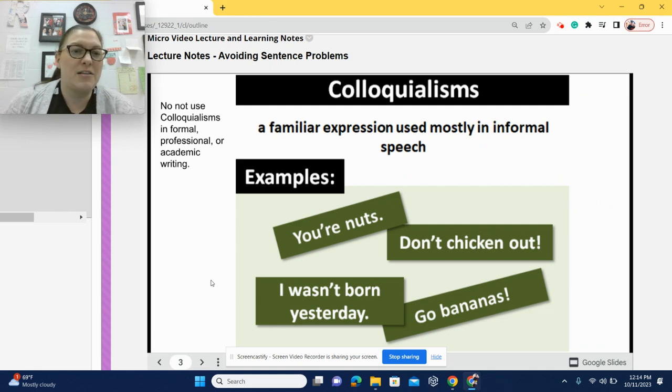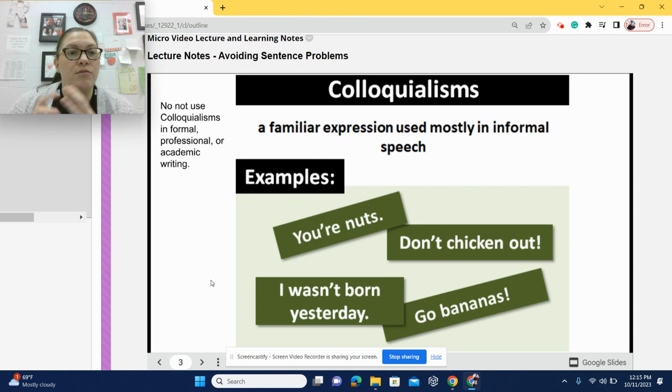And lastly, we're going to talk about colloquialisms. Sometimes these are called figures of speech. Sometimes these are called idioms. Really, they're just phrases that are used sometimes in just a region. So it might be something you heard growing up, but someone that is from a different country would have no idea what you mean if you said it.